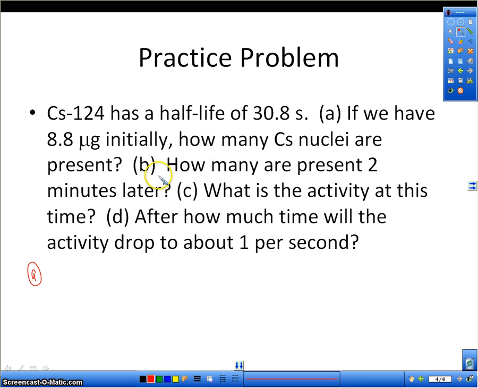It's kind of one that encompasses everything. It's got the exponential decay, because you have to figure out how much is present 2 minutes later. It's got your activity. You have to go from mass to figure out how many nuclei there are. There's a lot of stuff going on in this problem. So we'll work that out, or you work it out. We'll check your answers in class, and that'll be it.